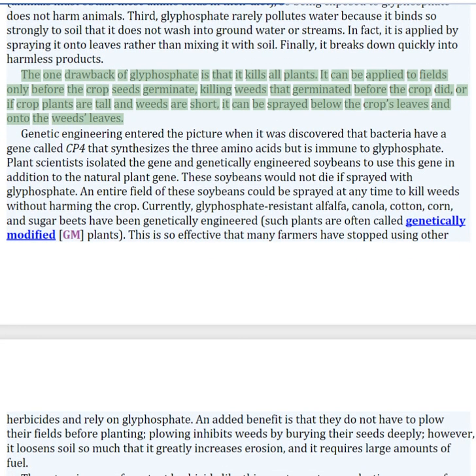The one drawback of glyphosate is that it kills all plants. It can be applied to fields only before the crop seeds germinate, killing weeds that germinated before the crop did, or if crop plants are tall and weeds are short, it can be sprayed below the crop's leaves and onto the weed's leaves.